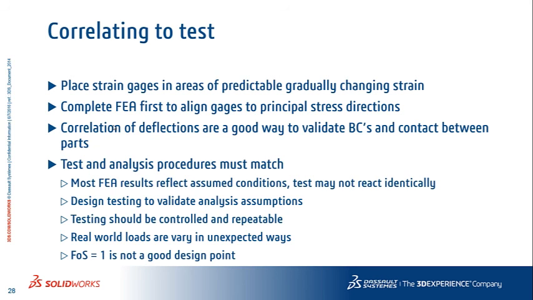And the real hard thing when you're trying to correlate to tests is that test and analysis procedures must match, and a lot of times they don't. When you're looking at FEA, a lot of times FEA assumes idealized, perfect conditions, and a lot of times tests don't react that way. There's no way to mimic that idealized setup, right? So you might have to do some testing to validate your analysis assumptions. Obviously, factor of safety equal to 1 is not a good design point. You want your factors of safety to be greater than 1. Real world loads can oftentimes behave unexpectedly. And obviously, if you're correlating to tests, you've got to make sure that your testing is controlled and very repeatable.